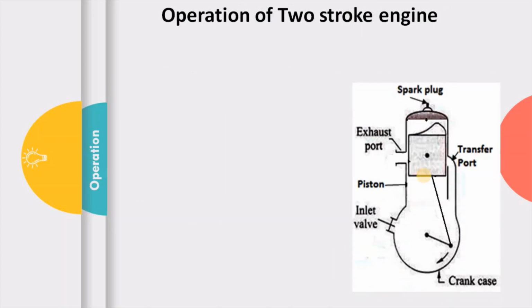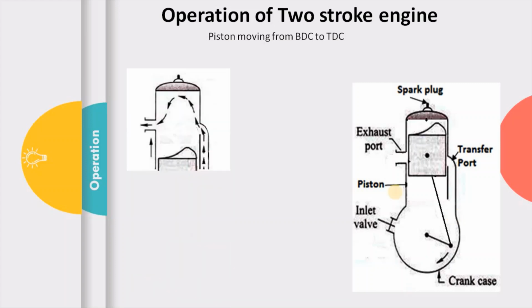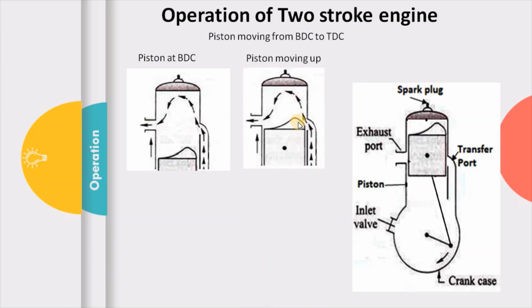Now let us discuss what happens when the piston is moving from bottom dead center to top dead center. So initially we assume that the piston is at bottom dead center and it is going to move up. As the piston moves up, we assume that compression should happen. But since the exhaust port is open, the compression cannot happen, and the piston continues to move up.